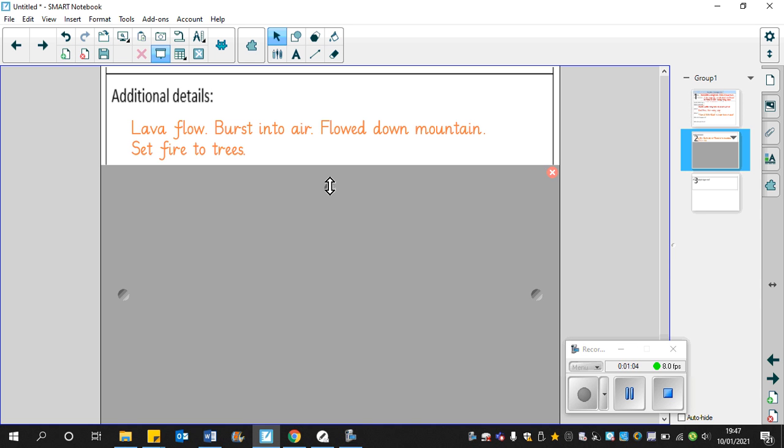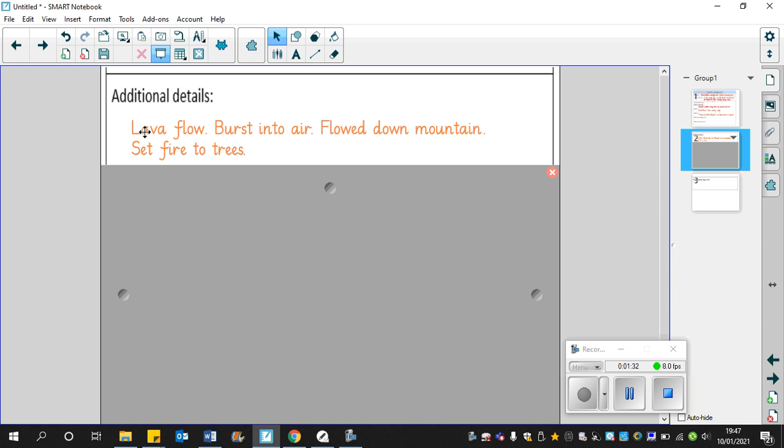And when lava flows down the mountain, it actually does it quite slowly, but the problem is that nothing, and I mean nothing, gets in its way. Nothing will stop it. If it hits trees, then it will set fire to the trees. If it goes to houses, it will set fire to houses. It would set fire to a wooden fence. That sort of thing.